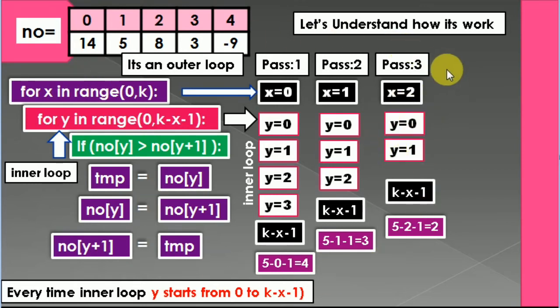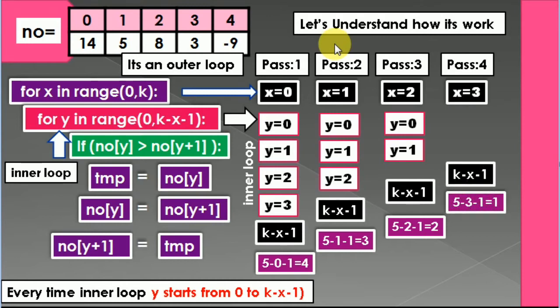Now what is the increment value? Pass 4, then x is going to be 3. If the x value is 3, what is the value of k going to work for this inner loop? That is 5 minus 3 minus 1, which means only 1. That means if it is 1, it works only one time, that is for the 0 only. Now it will work with the last one also, that is the fourth, so that will call pass 5.